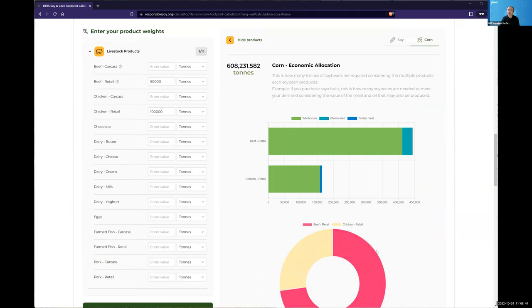So it's the same outputs, just structured in the same way without having to enter any additional information, but you're able to answer that key question that you raised, James.